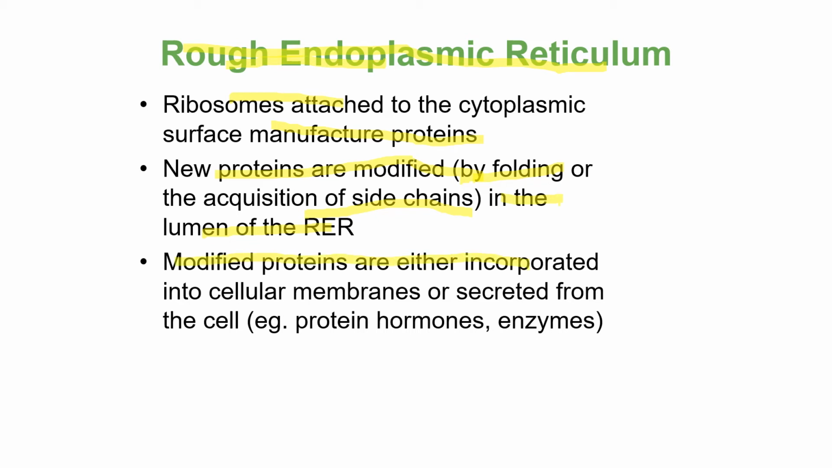Modified proteins are either incorporated into cellular membranes or secreted from the cell by way of vesicles. And these are going to be hormones and enzymes, adrenaline, things like that, things that are going to be excreted from the cell.